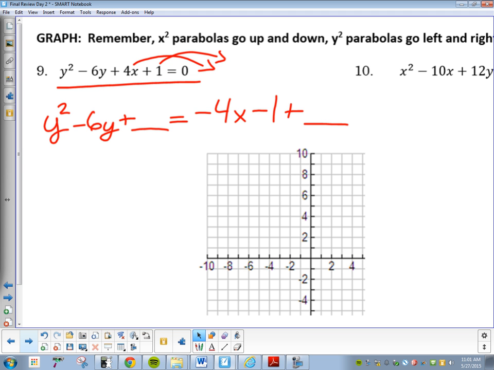Step 2 is filling in the blanks. So Christy, what number do you think is going to go in my blank here? 9. Good. She took negative 6, cut it in half, and squared it. So she puts a 9 there. She's going to put a 9 here as well. That was step 2, filling in the blank. Step 3 is making it pretty.